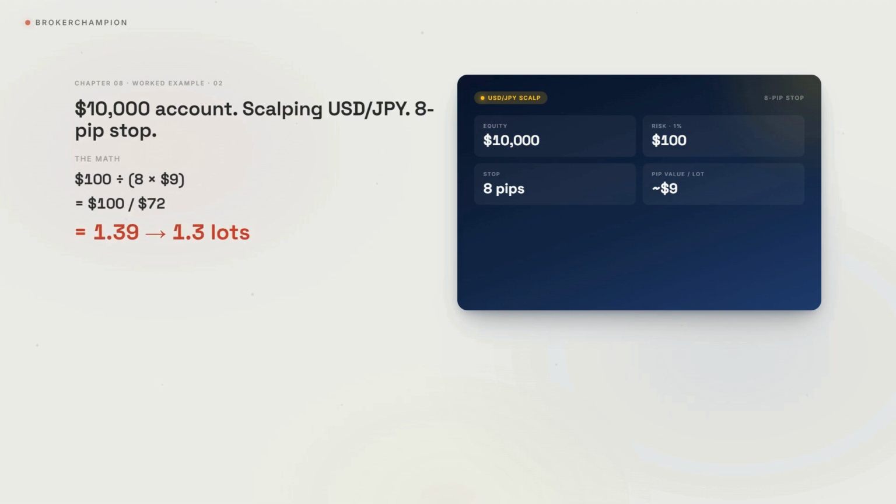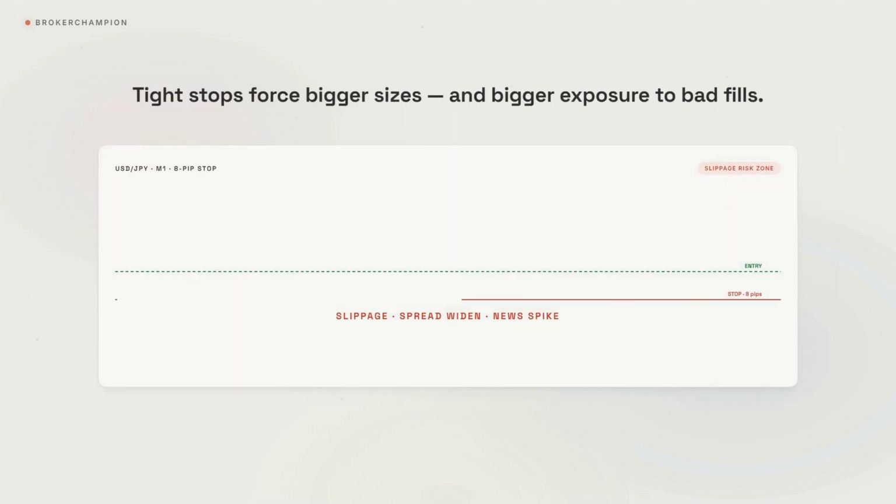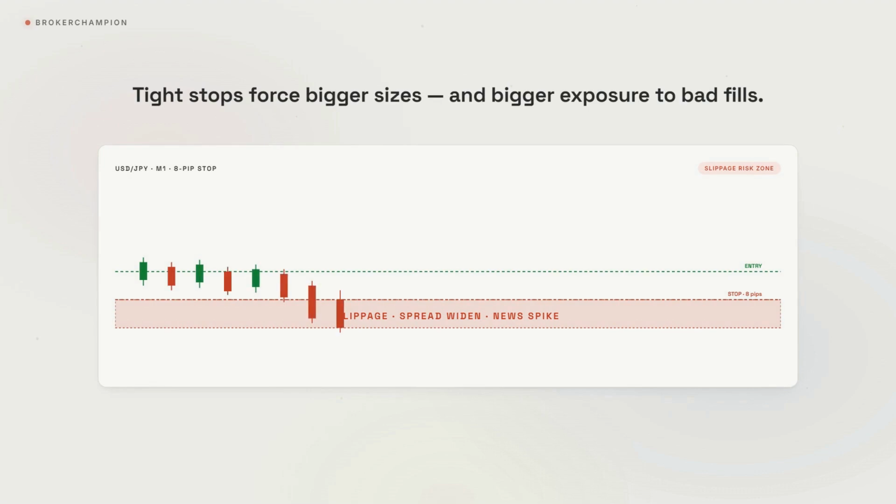Don't confuse them. One more worked example because this is where the maths get sharp. $10,000 account, 1% risk, $100. You're scalping USD/JPY with an 8-pip stop. 100 divided by 8 times 9, call it 1.39 lots, round down to 1.3. One and a third standard lots, $13 a pip, give or take. Now notice something uncomfortable. Tight stops mathematically force larger position sizes for the same risk, which means a single bad fill, a spread widening, a slippage spike, a news event, and you're through the stop before the order fills. That's why scalpers need execution quality brokers in a way that swing traders with 50-pip stops simply don't. Same risk on paper, very different exposure to the order book.